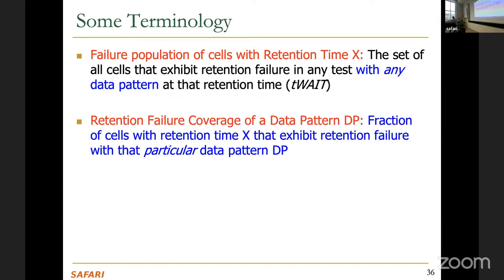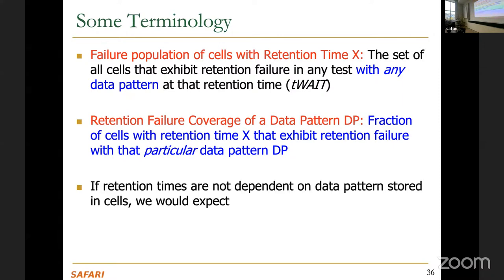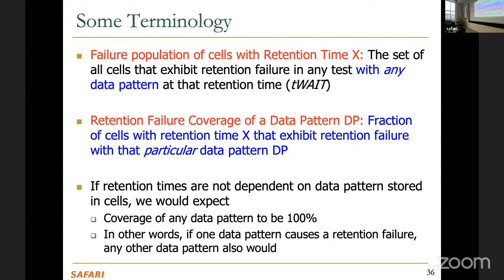We define the term retention failure coverage of a data pattern DP. This is the fraction of cells with retention time X that exhibit retention failure with that particular data pattern, divided by the failure population that I defined earlier. So if retention times are not dependent on data patterns stored in the cells, we would expect coverage of any data pattern to be 100%. Basically, any data pattern should be able to discover any cell that's failing. If one data pattern causes a retention failure, any other data pattern should also cause a retention failure.